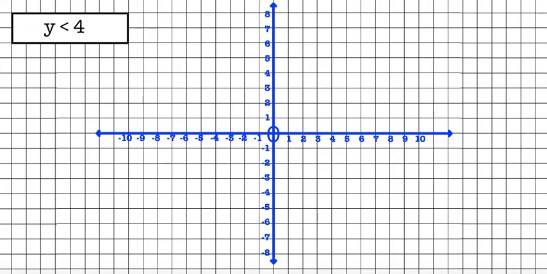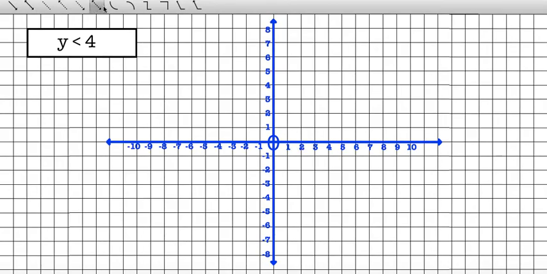So here we have y is less than 4. So we're going to graph this as we normally would if it was y is equal to 4, with the exception that here we have y is less than 4, so we're going to use a dashed line. So using this, we're going to graph this as we normally would.